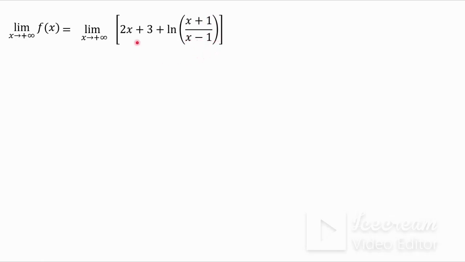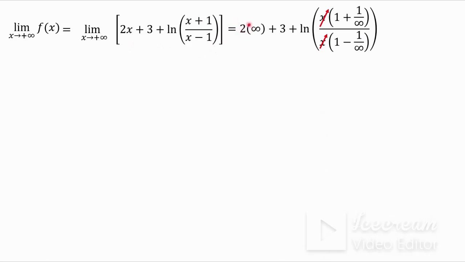So doing that, and at the same time replacing everywhere we see x with infinity, we are going to have 2 times infinity then plus 3 plus ln of, as I told you, we factor out x. Those x are going to cancel, we are going to be left with 1 plus 1 divided by x, but we replace x with infinity. Then divided by 1 minus 1 divided by x, where x we replace with infinity. So that is 1 divided by infinity, which tends to 0, and 1 divided by infinity tends to 0.